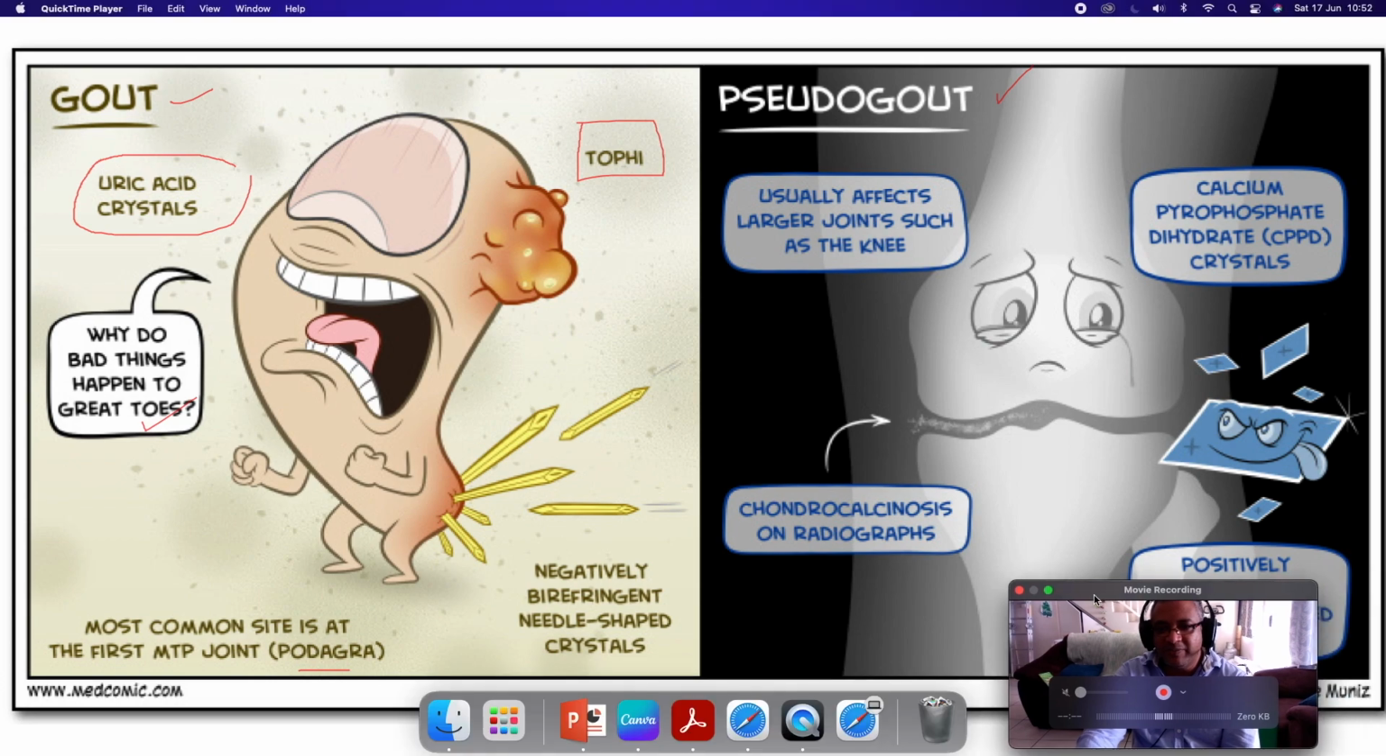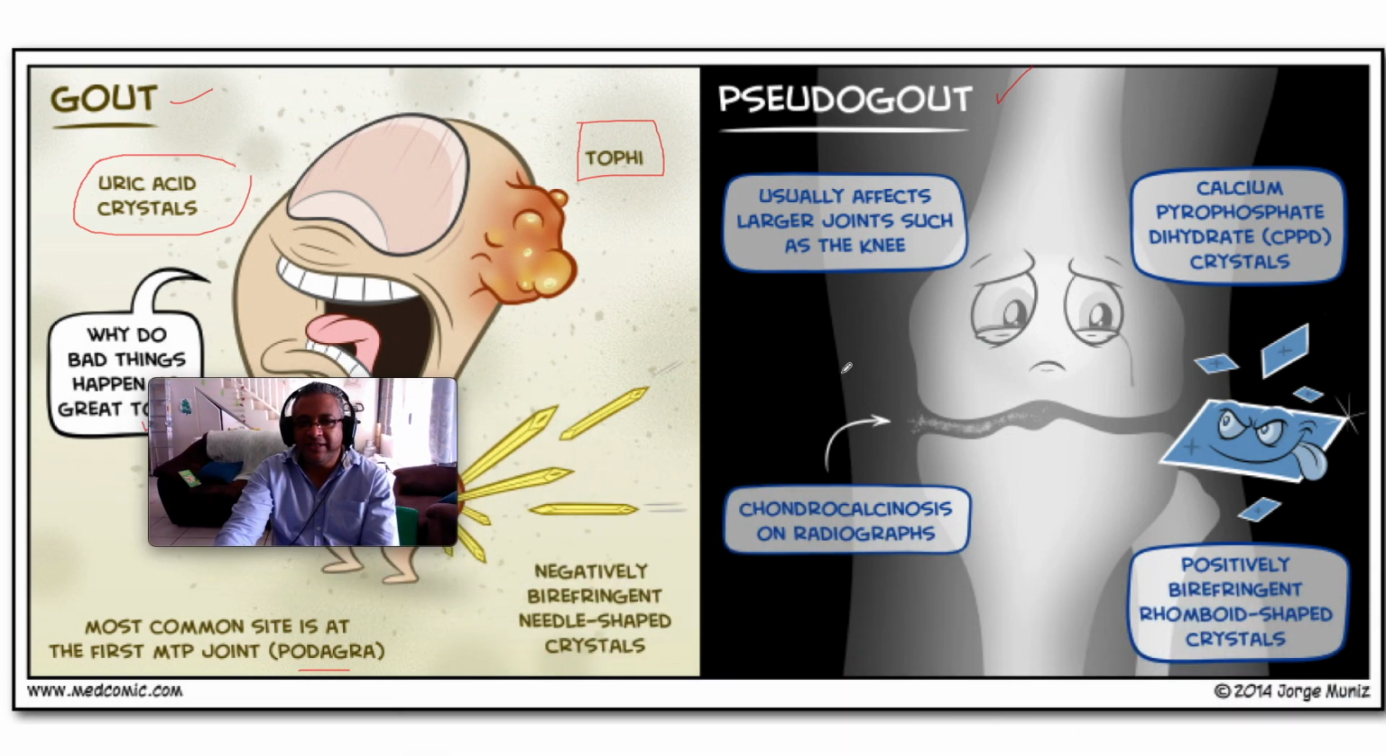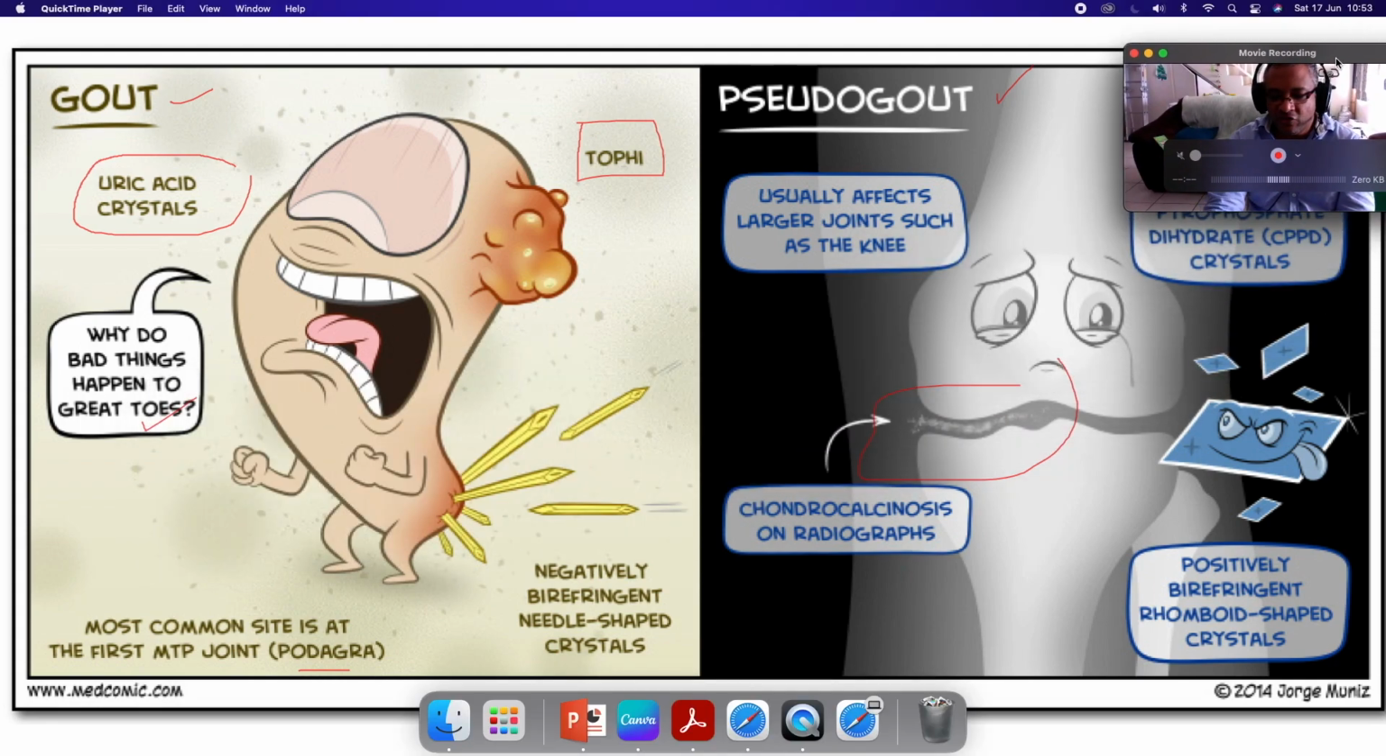Pseudogout. Pseudogout is a bit different, guys. This usually targets the larger joints, such as the knee. The underlying pathobiology is not monosodium urate crystals, but calcium pyrophosphate dihydrate crystals, CPPD. Chondrocalcinosis is what you can appreciate on the radiographs, and as opposed to being negatively birefringent, as in gout, these are positively birefringent rhomboid-shaped crystals on polarized light microscopy. Thank you so much, MakeComic.com.